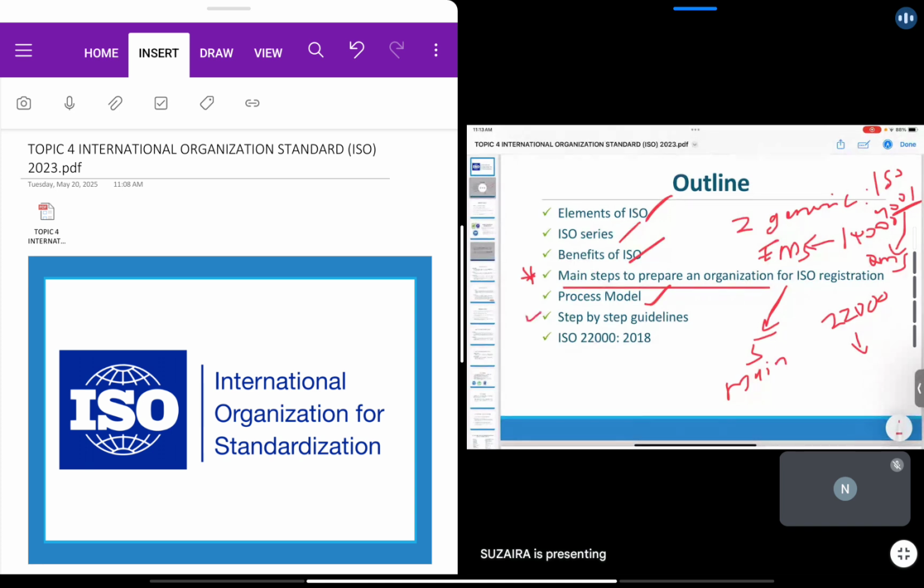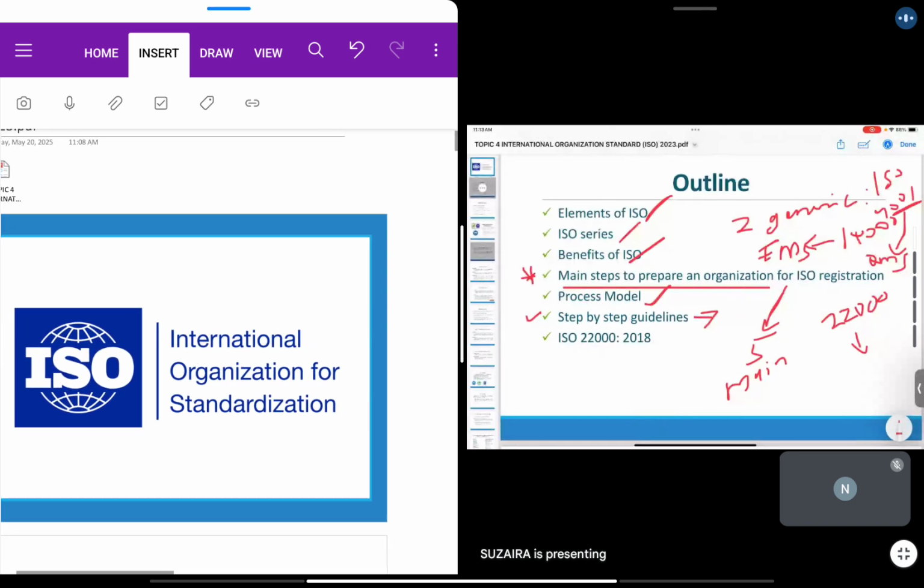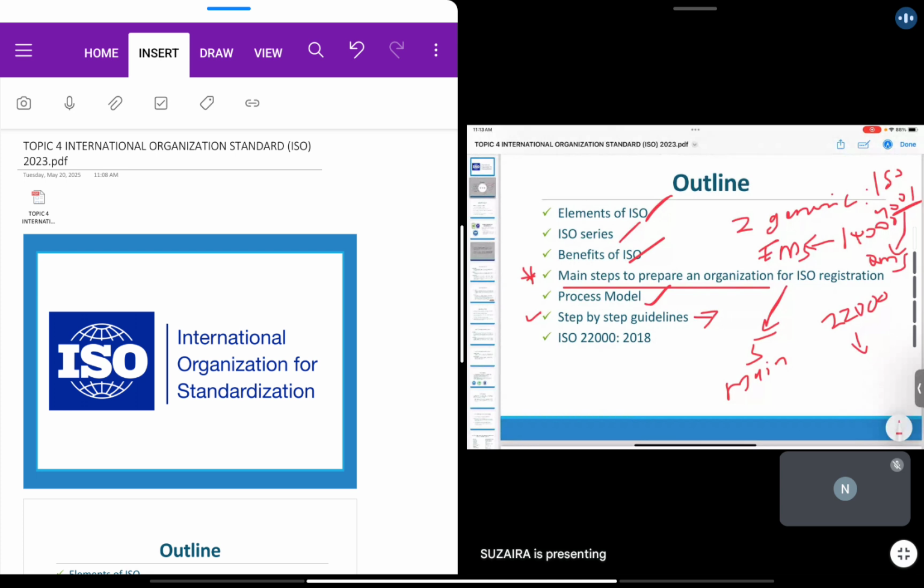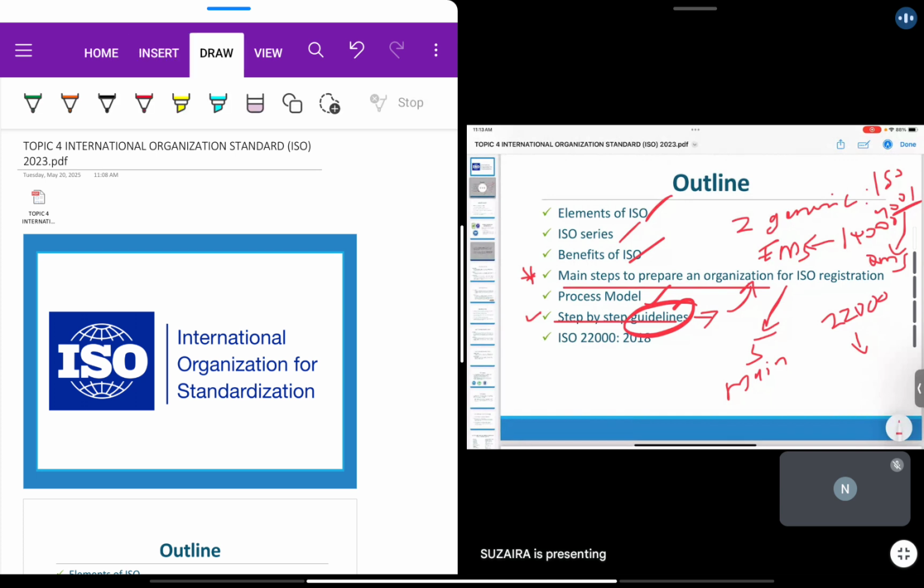And we also have the step-by-step guideline. This is like a detailed guideline for us to achieve the ISO. Just now we had the main steps, but this one is more towards a detailed guideline. So this can aid us and help us in targeting the ISO certification for our company.